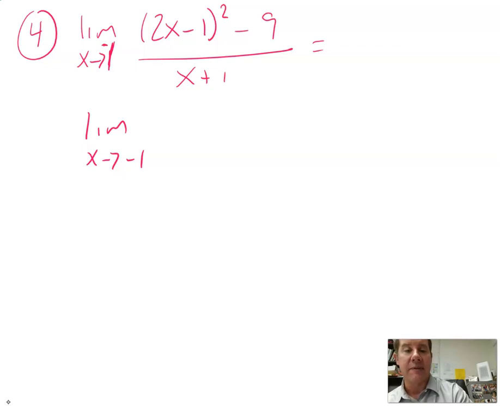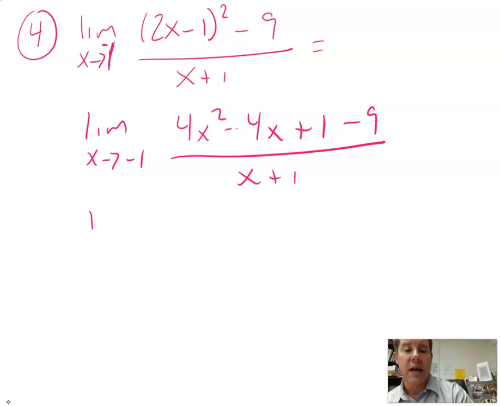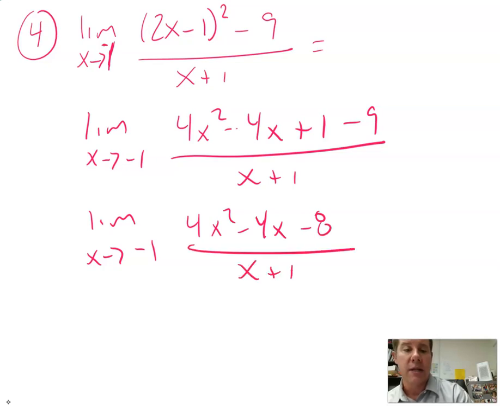If I simplify this, 4x squared, that's going to be minus 2x, so minus 4x plus 1, minus 9, all over x plus 1. And then I put that together, and I get 4x squared minus 4x minus 8 all over x plus 1. And then I do the limit. I know writing this every time is a pain, but I do it so you can do it too.